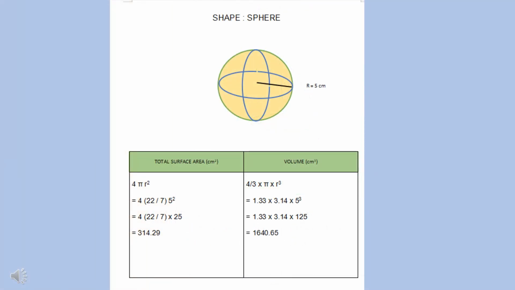This is the shape of a sphere. To find out total surface area is 4 pi r squared. To find out volume is 4/3 times pi times r cubed.